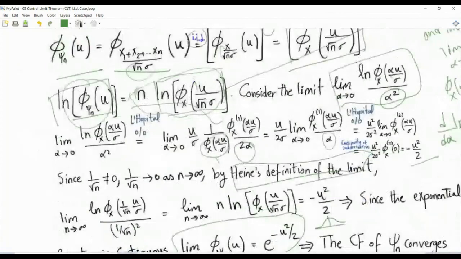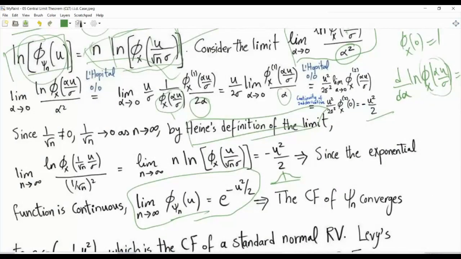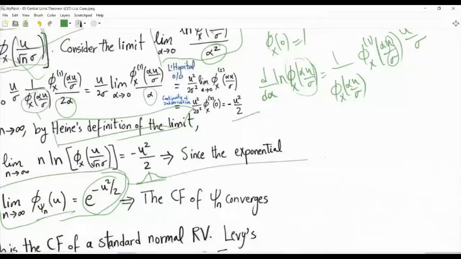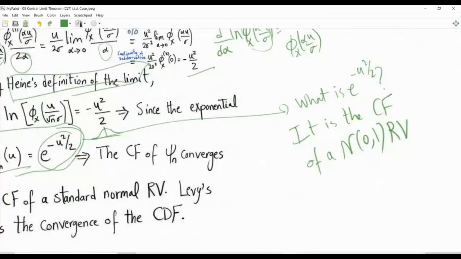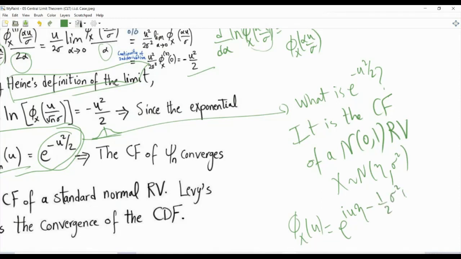the CDF of what? So basically, what is this thing? What is e to the minus u squared over 2? It is the characteristic function of the normal 0, 1 random variable. The Gaussian random variable has a very nice characteristic function. If X is Gaussian with mean eta and variance sigma squared, then the characteristic function is e to the i u eta minus half sigma squared u squared.